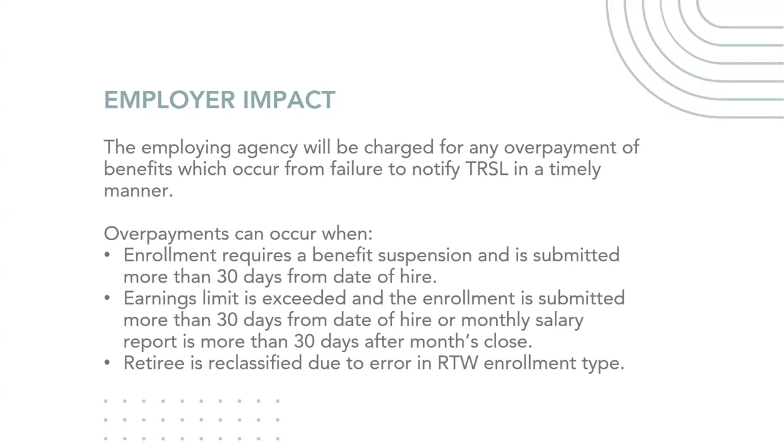Right. So that would be if you had enrolled someone, let's say in the 2010 group, as a substitute teacher. And then you realize that they're not a substitute teacher, they're a substitute cafeteria worker. Well, that doesn't allow an earnings limit. It actually suspends their benefits. So when we have to remove that initial substitute teacher enrollment and then place them under the suspension category, that overpayment for reclassifying would be charged to you guys.